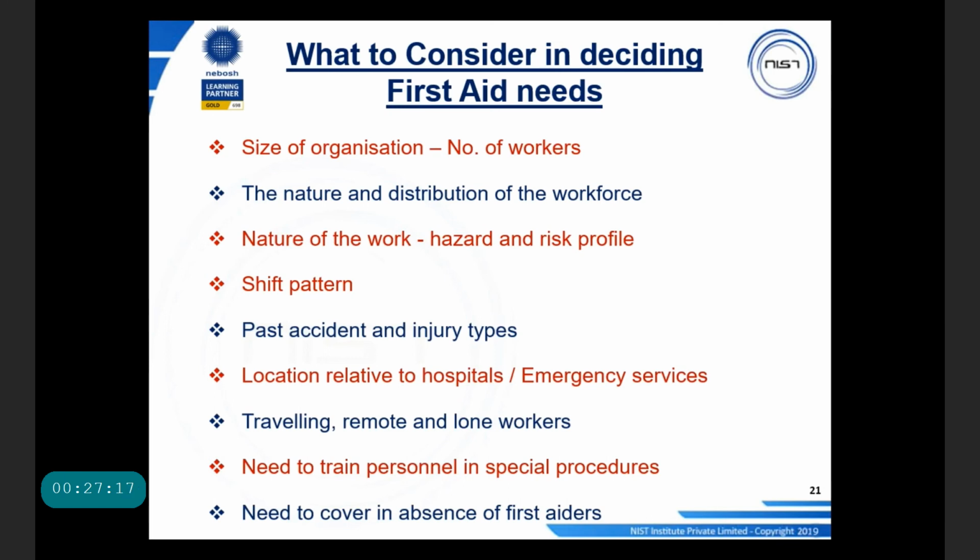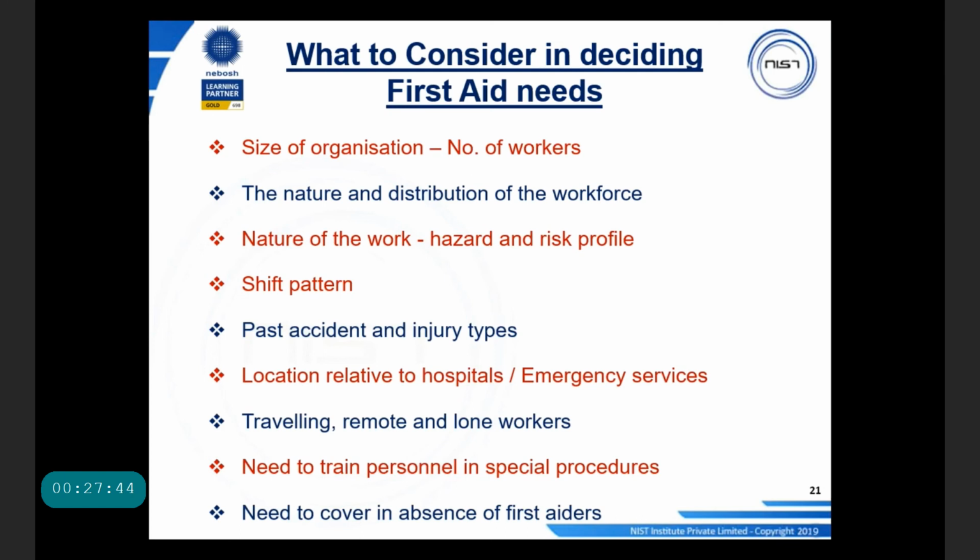Past accident and injury types. What does this tell you when you're looking at the previous, what type of accidents have happened in the past? What does that tell you? Or rather, why are you considering that factor? So you can be prepared with the specific first aid arrangement that is required.